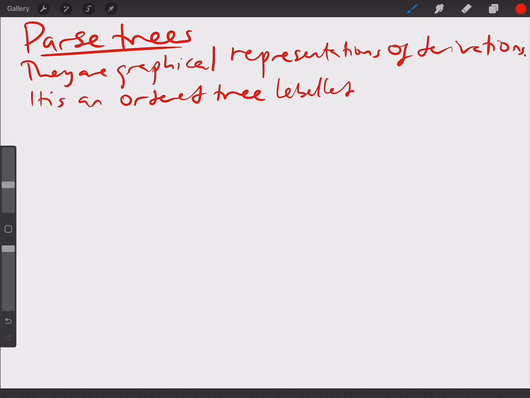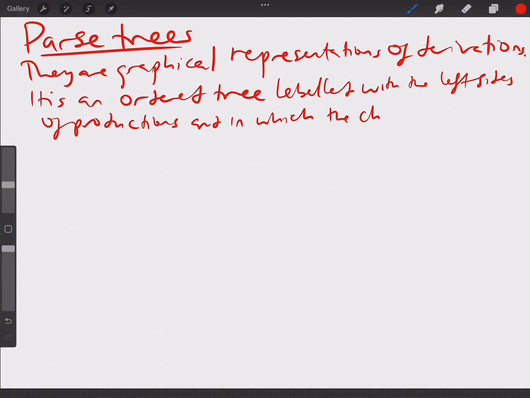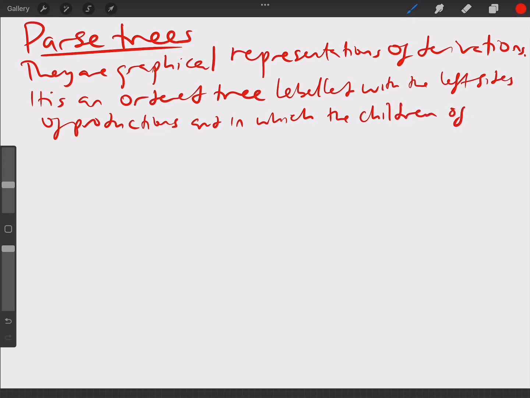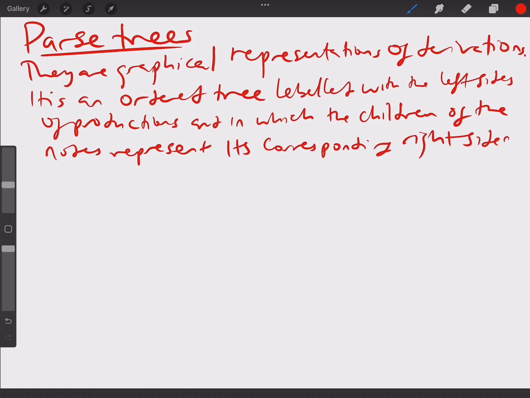labeled with left sides of productions and in which the children of the nodes represent its corresponding right sides. Allow me to demonstrate, right?